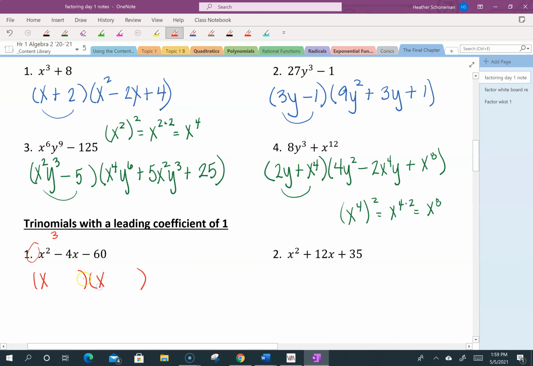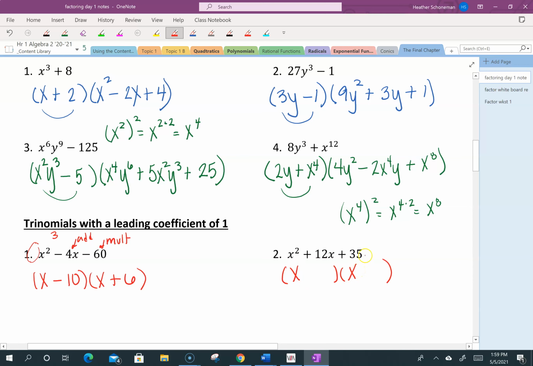We write an x and an x, because that would multiply back up to x squared. Then we need 2 numbers that multiply to negative 60 and add to negative 4. So this would be negative 10 and positive 6. Okay, over here, same thing. It's a trinomial with the leading coefficient of 1.